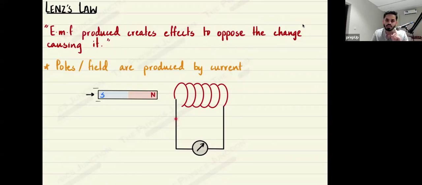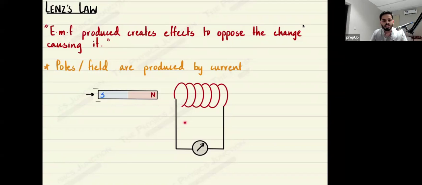That's what Faraday's law says. Now what Lenz's law says is that this EMF is going to create effects to oppose the change that caused it. In this case, the change which caused the EMF was this inward movement of the magnet. Lenz's law says that the EMF is going to create effects to oppose this inward movement of the magnet.